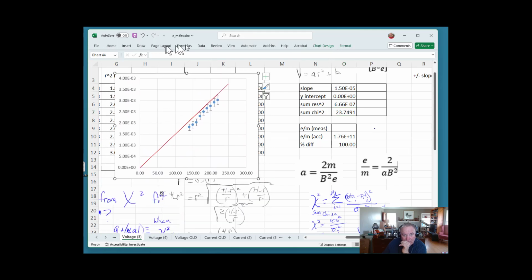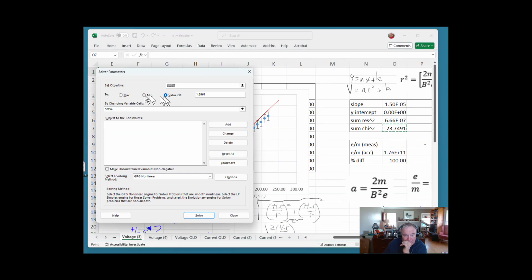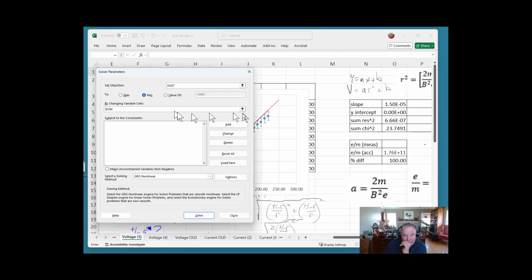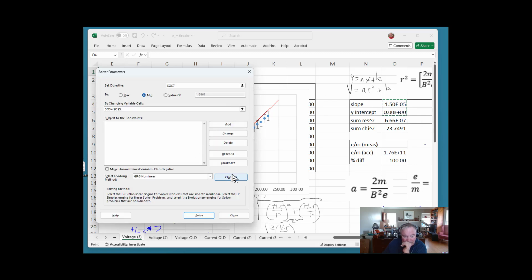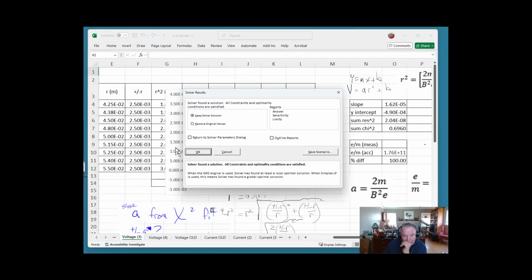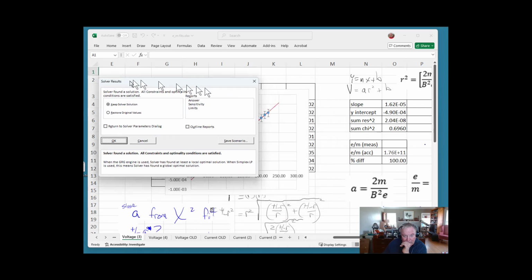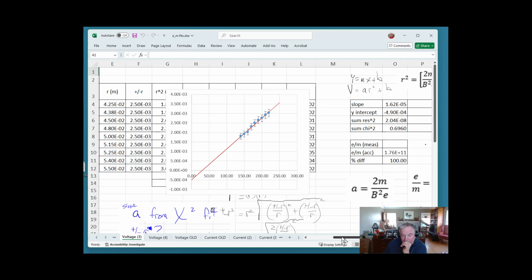So we go to data and the solver, and we want to minimize the sum of the chi-squares, and we want to vary the slope and the y-intercept. Uncheck that guy, and we solve. And let's, ooh, look at that. All right, I like that.